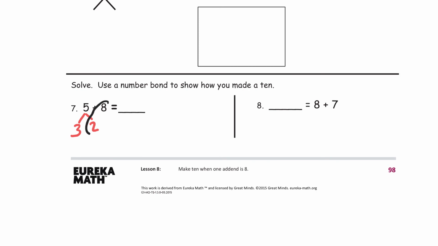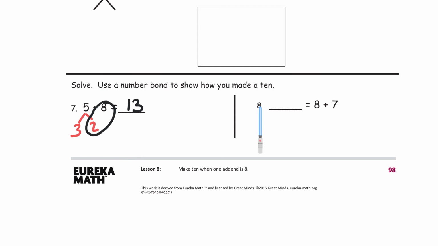So here's my group of 10 right here. So we have 10 plus what we have left, that's 3. So 10 plus 3 is, that's right, 13. And that's all we have to do.